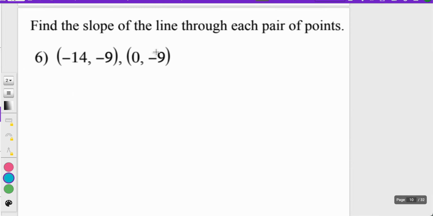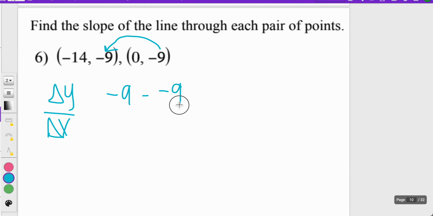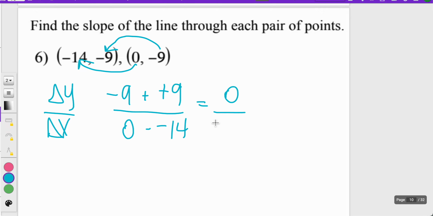For here, let's maybe do our second y minus our first one. So change in y over change in x again. Negative 9 minus negative 9 over 0 minus negative 14, still following that same order. Negative 9 minus negative 9 is negative 9 plus 9, which is 0. And then 0 minus negative 14, or 0 plus 14, is 14, and that is equal to 0.